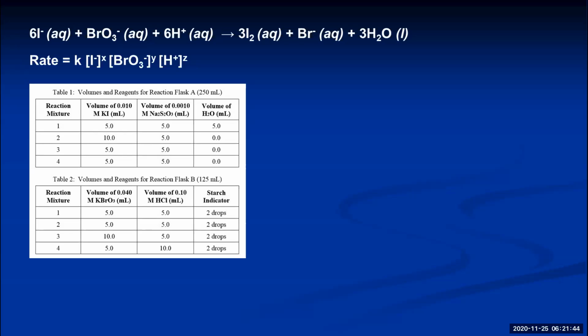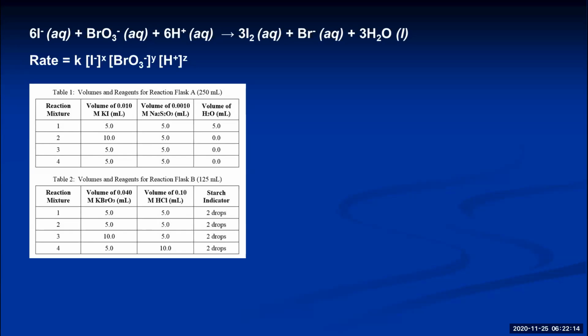So what we're doing is mixing 5 milliliters of potassium iodide, 5 milliliters of sodium thiosulfate, and 5 milliliters of water together in flask A for reaction mixture 1. That's 15 milliliters. And then eventually we're going to mix it with the contents of flask B, which is 5 milliliters of potassium bromate, 5 milliliters of hydrochloric acid, and a negligible 2 drops of starch indicator. So that's 10 milliliters. The total volume is going to be 25 when they're mixed together.